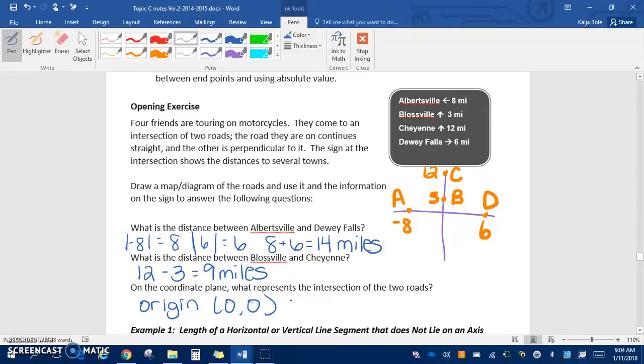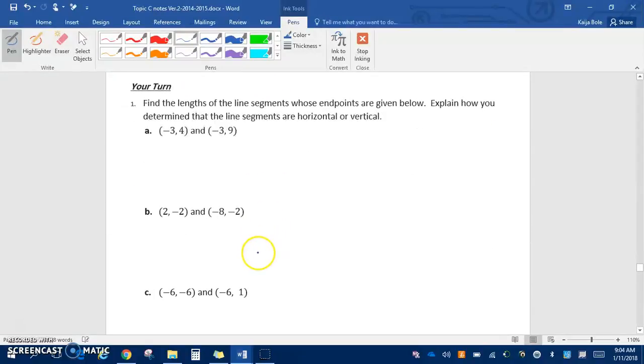Alright, so now that we've seen this in real life, we're going to flip over to the last page where it says your turn. For all of these problems it says to find the lengths of the line segments whose endpoints are given below. So first thing we're always going to do is draw a picture. Just a general basic graph with the 2 points. I'm going to label the first one A and the second one B. So first I'm at -3, 4, which is down here. This is A. And then -3, 9, which would be up above, and this will be B.